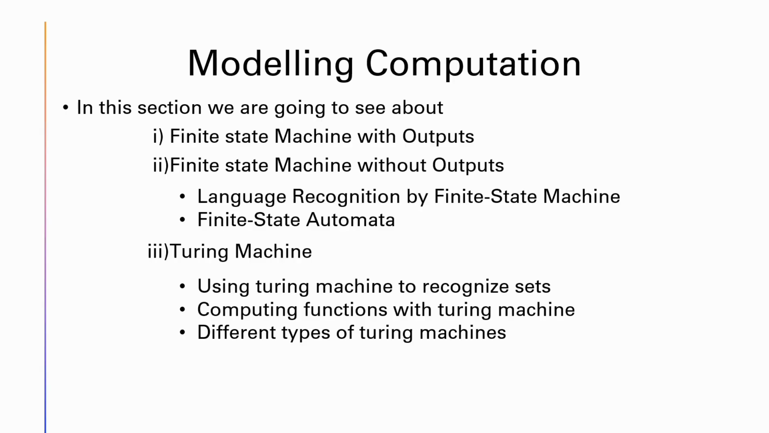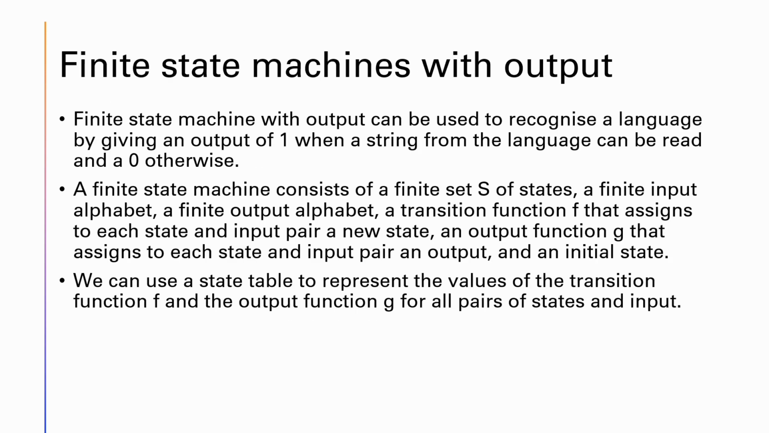Modeling computation. In this section, we are going to see about finite state machines with outputs, without outputs, and Turing machines. There are three main concepts in this modeling of computation. Finite state machines with output.